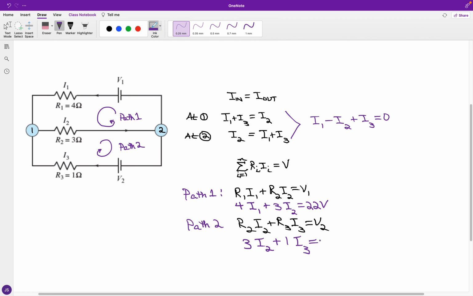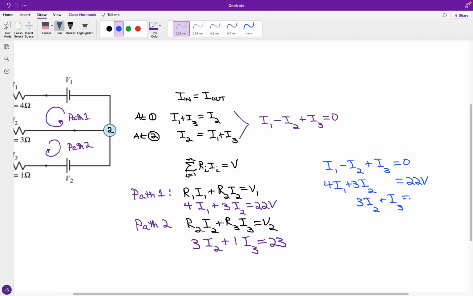So we have I of 1 minus I of 2 plus I of 3 is equal to 0. And we have 4 I of 1 plus 3 I of 2 is equal to 22 volts. And we have 3 I of 2 plus I of 3 is equal to 23 volts. Okay, and the units are optional.